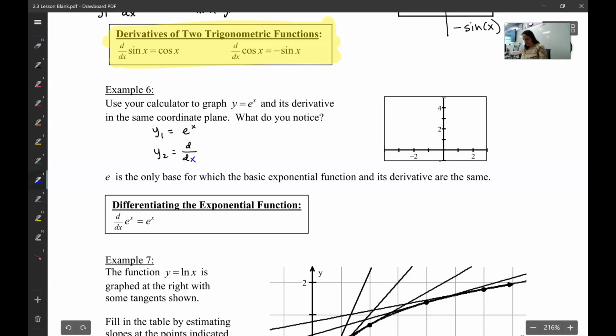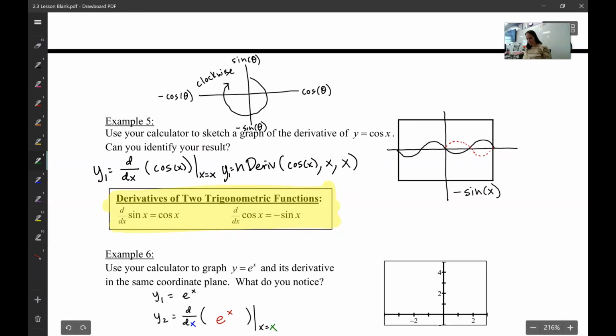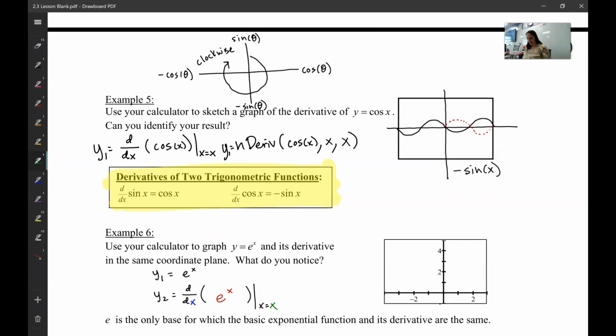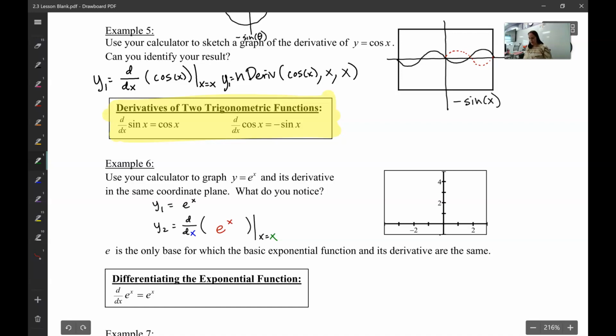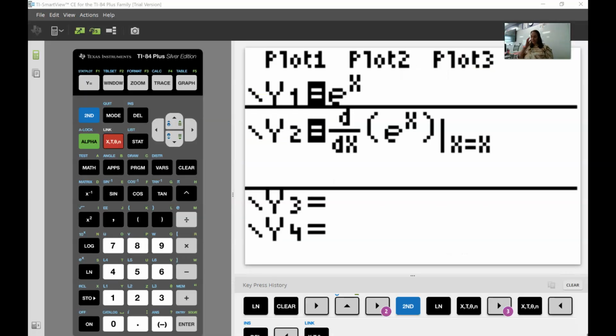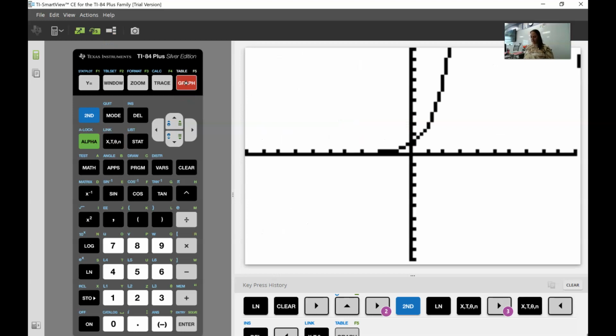So it should end up, if you have a new calculator, looking like this. If you have your old calculator, you can use this kind of a thing for it. Okay, so take a second, pause the video, write both of those in, and then see what you notice. Okay, I have both of these typed in. Now let's graph it and see what we get.